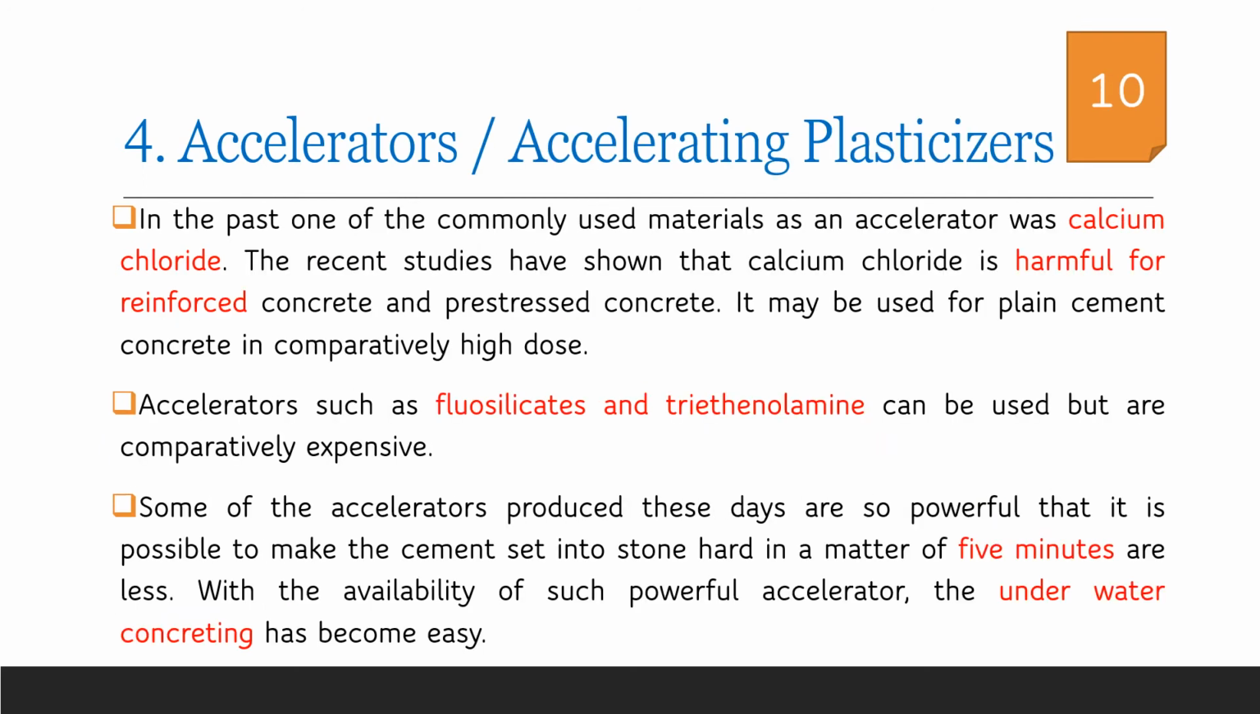Calcium chloride is one of the commonly used accelerators, but it is not generally preferred for RCC structures. The presence of chlorine causes corrosion in reinforcement bars. In place of calcium chloride, we can use chlorosilicates or triethanolamine as accelerators, but they are comparatively expensive. In the market nowadays, very powerful accelerators are available which can even make the concrete set within 5 minutes or so. Such accelerators are preferred in underwater concreting and the concreting of waterfront structures.